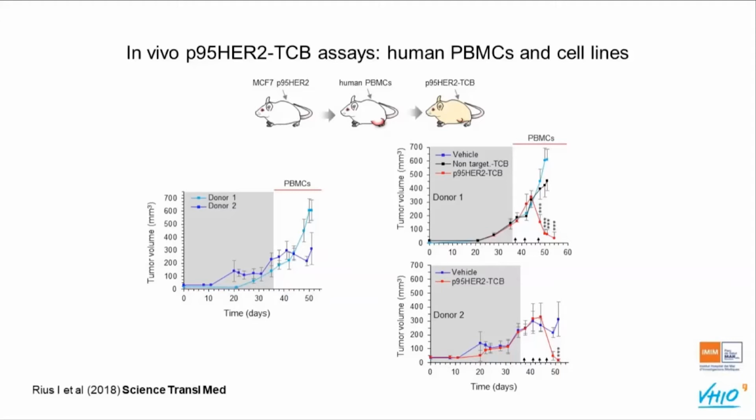But in any case, using here 2 donors, one of them that did not reject the tumor and one of them that had some degree of rejection, as you can see when we treated in the red curves with the P95HER2 TCB, we were able to see a very nice anti-tumor reaction. And I will not go into the details, but we showed that the lymphocytes were correctly delivered to the tumors, and there they could kill cancer cells.